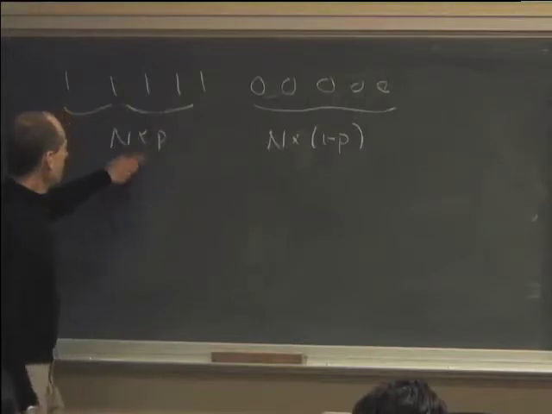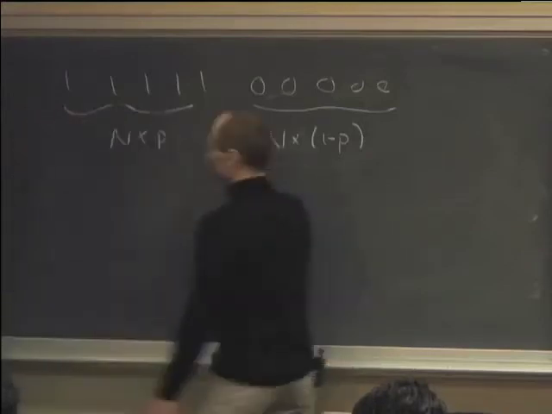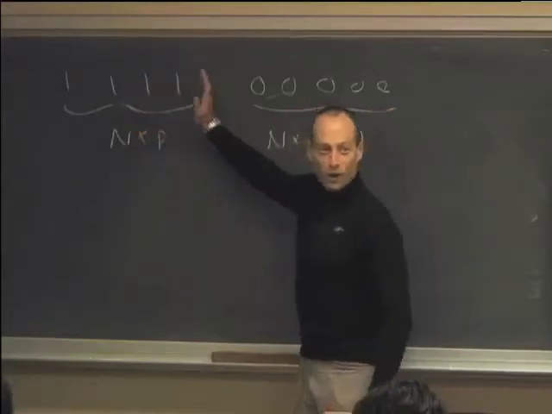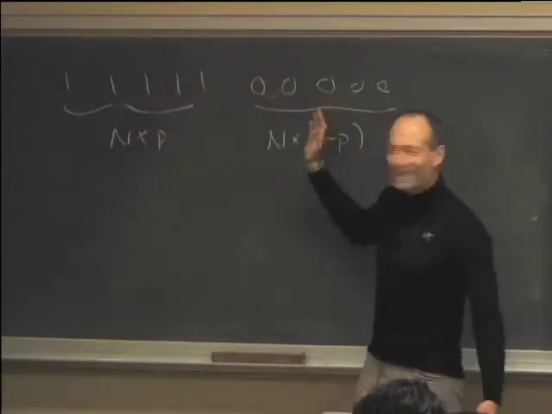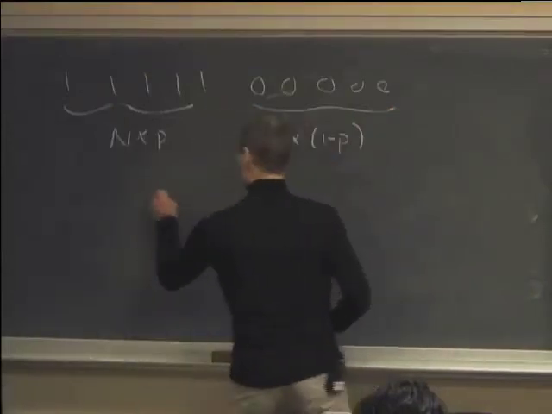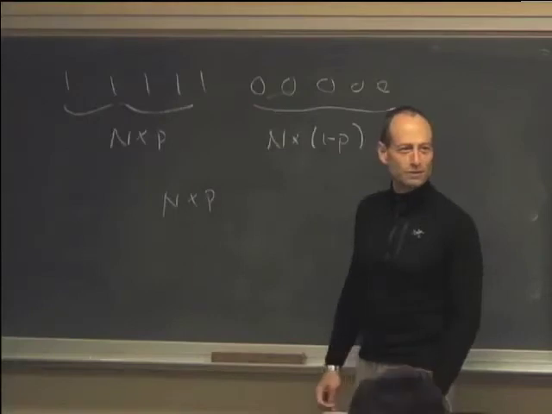Well, if I added all these numbers together, what am I going to get? There's n numbers in all. I get a 1 for each one. I get a 0 for each 0, right? If I add all these together, the sum is going to be n times p, right? It's going to be how many ones there were.